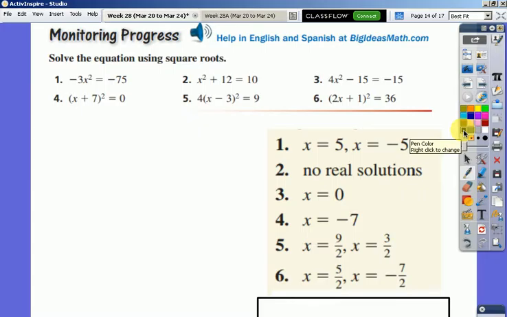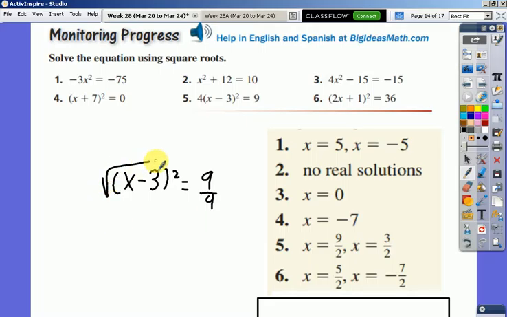So that's what I want to do first on that. I'm going to divide by 4 on both sides, and I get x minus 3 squared equals 9/4. Then I square root it. I introduced the square root, so I have two answers. So I have x minus 3 equals plus or minus the square root of 9/4.